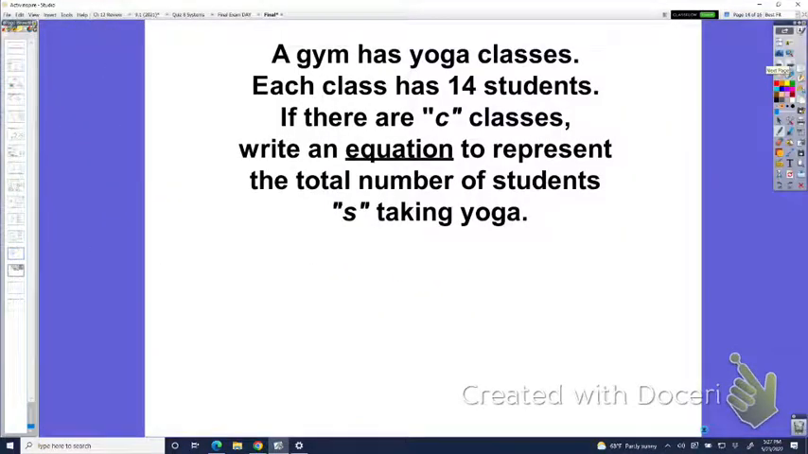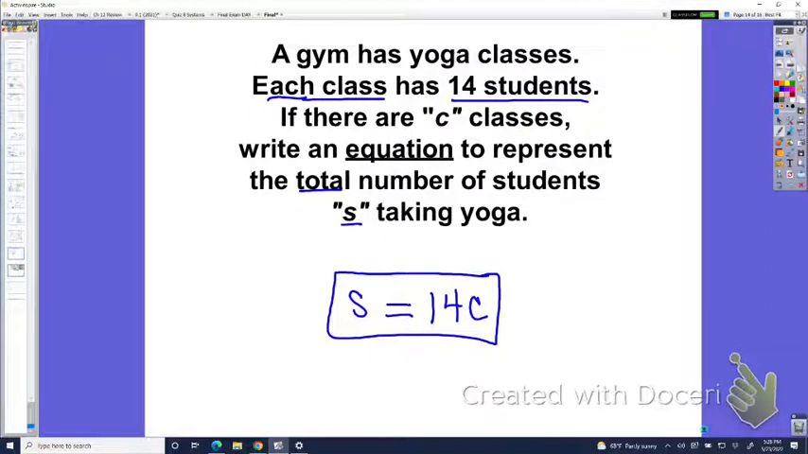All right, this one wants an equation, so you need an equal sign. A gym has yoga classes. Each class has 14 students in it. If there's C classes, write an equation to represent the total number of students S taking yoga. So the total usually goes at the one side, and each class has 14 students, so it would be 14 times C. 14 students in a class equals the total number S taking yoga.